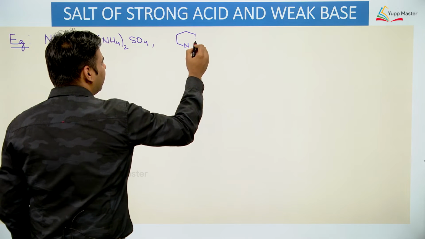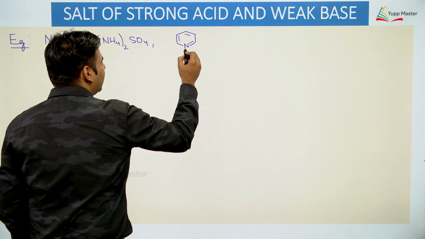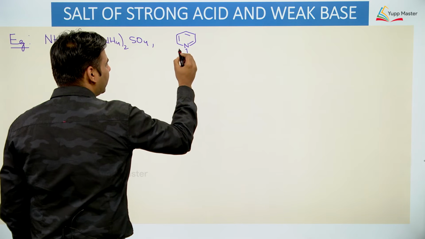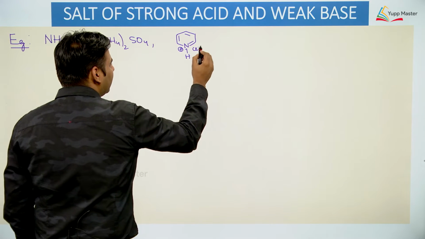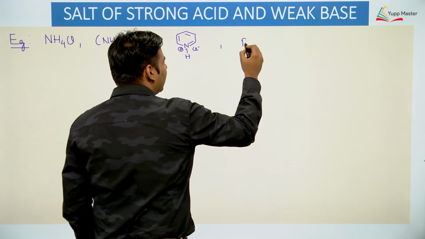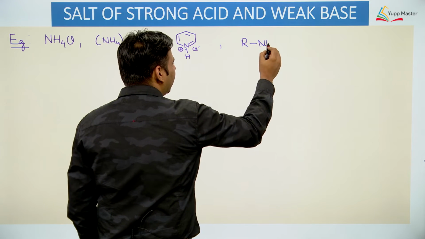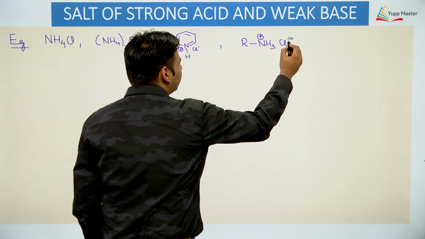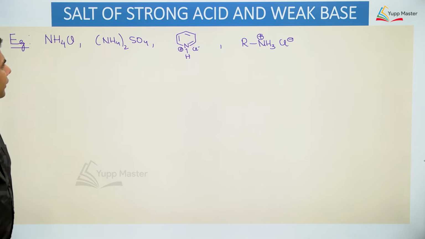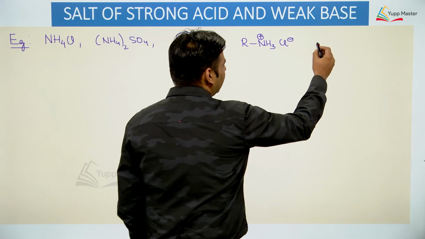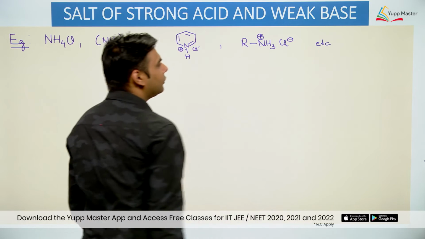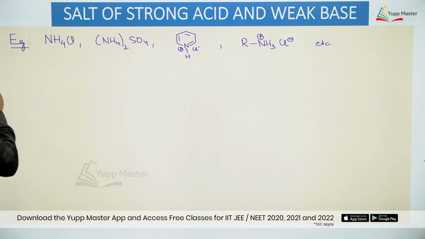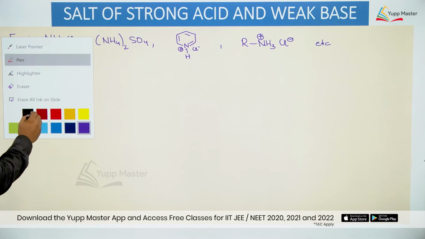Pyridine is a weak base. When it reacts with HCl, there is a proton over here plus Cl negative. Or any alkyl amine, you react this with HCl and we form this. So these are a few examples of salt of strong acid and weak base. Okay, so now let us analyze these cases and understand what the pH of the solution would be.